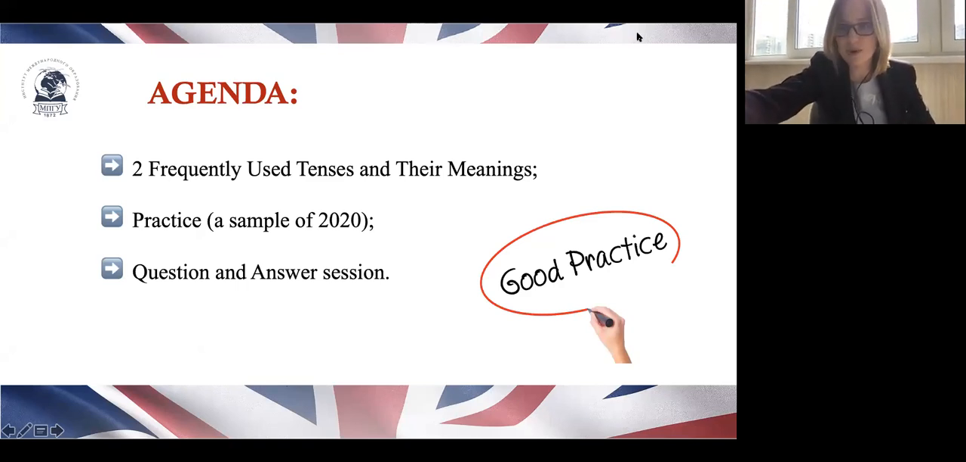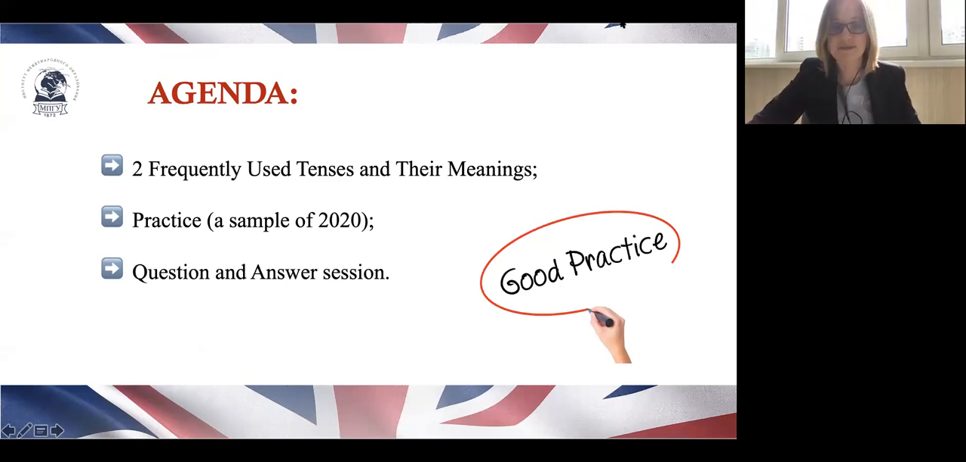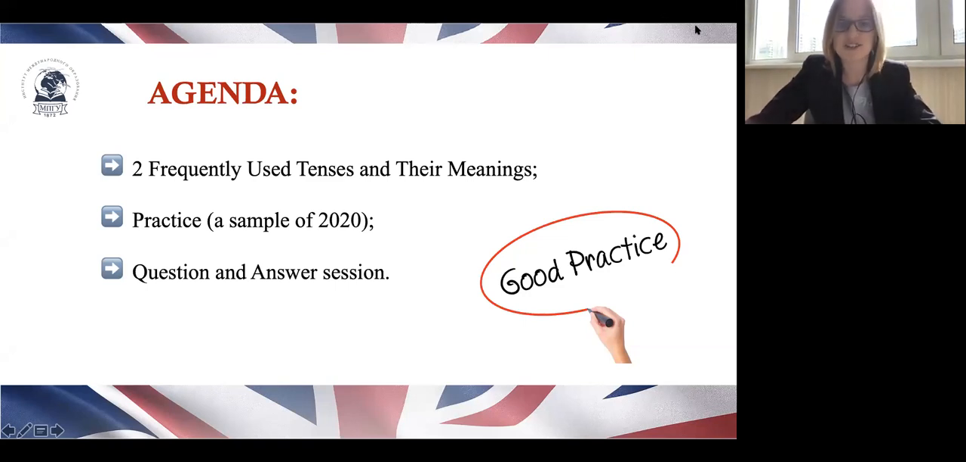First of all, we will cover several aspects, such as 2 frequently used tenses and their meanings. And of course, we will practice a brand new sample which was published this year, a bit adapted to our needs because we still practice 2 frequently used tenses today. And after that, feel free to ask your questions during the question and answer session.